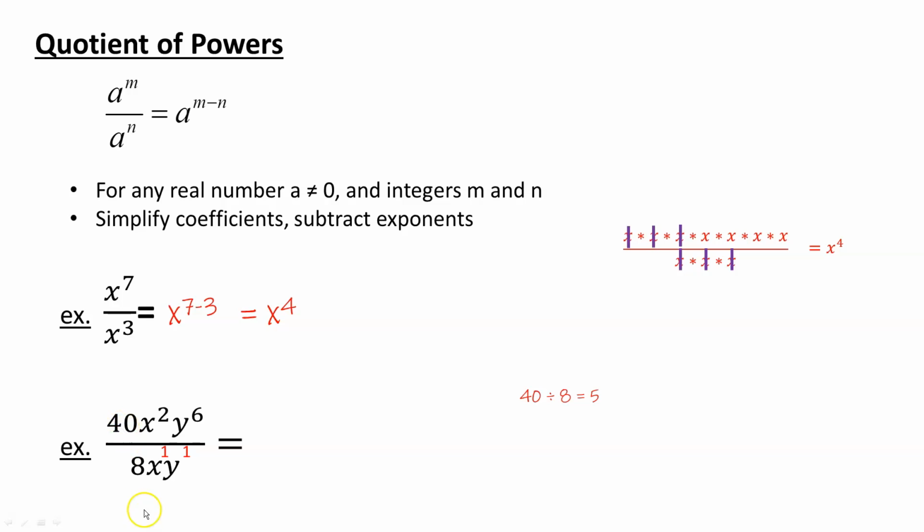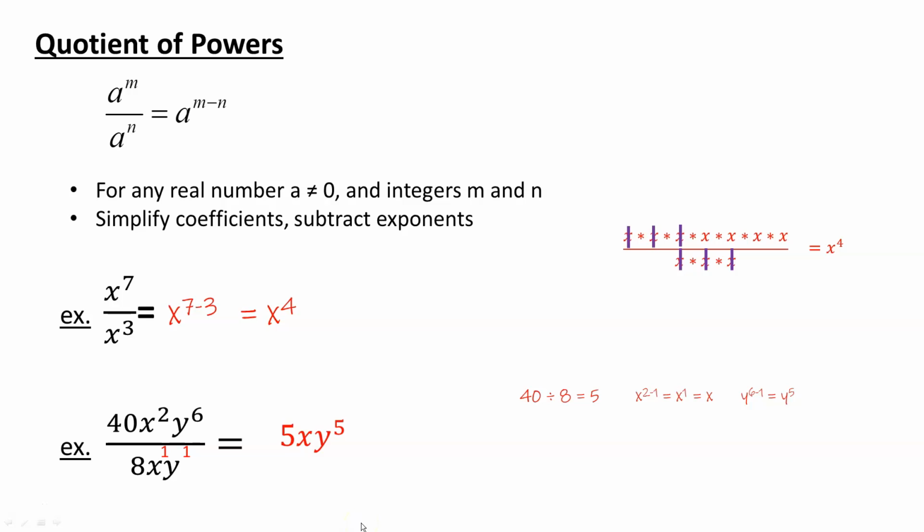Now, let's get started. We have 40 divided by 8, and that's 5, because these are just coefficients, so we divide. Fraction bar means divide. Then we have x to the 2nd and x to the 1st. So we do 2 minus 1, which is 1, which we're big kids now. We can write it as x. Okay, and then let's look at the y's. We have 6 minus 1 is 5. And then we just put these three together. We get 5xy to the 5th.